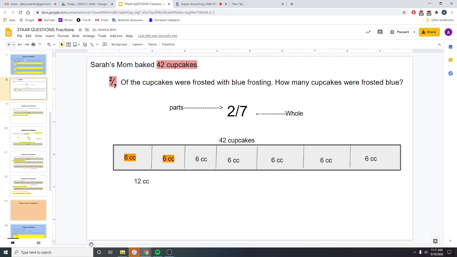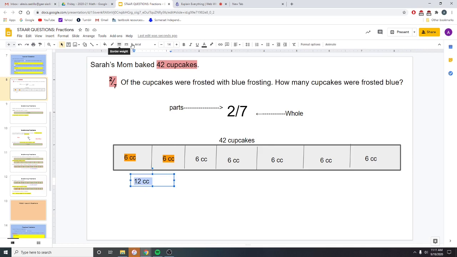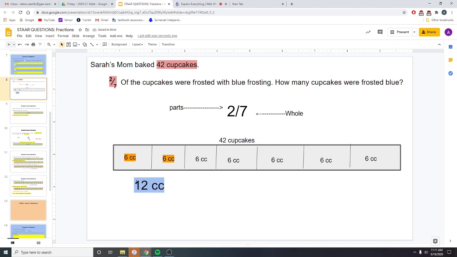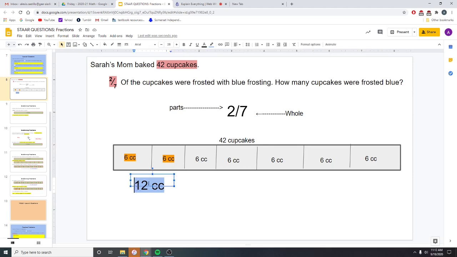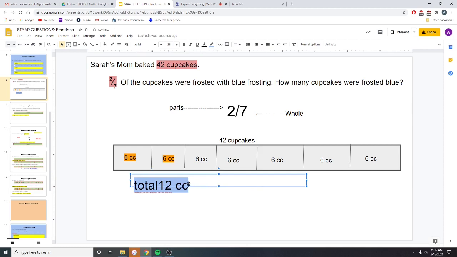So that means when they ask how many cupcakes were frosted blue, 12 cupcakes were frosted blue. And I'm going to make that bigger just so you can see the answer. That is because we took the 42 cupcakes, split it into 7 pieces, and when we took 2, it gives a total of 12 cupcakes. 12 cupcakes that were frosted blue.